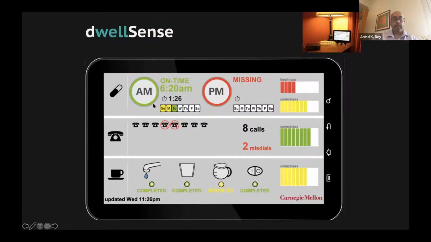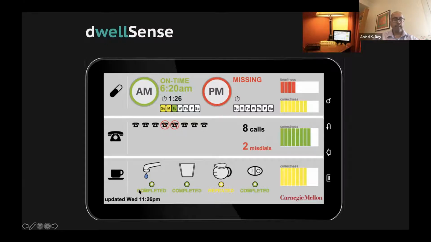So here you can see that the person took their morning medicine on time, but they opened the Sunday and Monday days before they correctly opened the Tuesday slot. In the afternoon, they actually missed their afternoon medicine. And then it gives them a score on how well they did from a timeliness perspective and a correctness perspective. For phone call making, they made 8 calls, 2 of which were missed dials. And it again gives them an indication of how well they did.